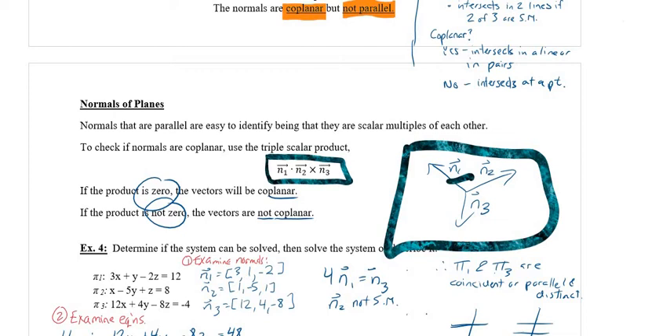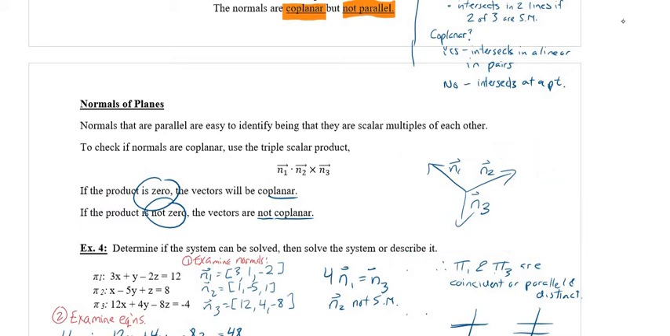So if we take the dot product of that normal 1, it should be 0. As it turns out, that's actually a really handy way of telling us if they're coplanar, because we know that these three vectors are coplanar. So whenever we take the triple scalar product, if the product is 0, then the vectors will be coplanar. If the product is not 0, then they are not coplanar. In fact, that's that situation where we have it intersecting at a point.